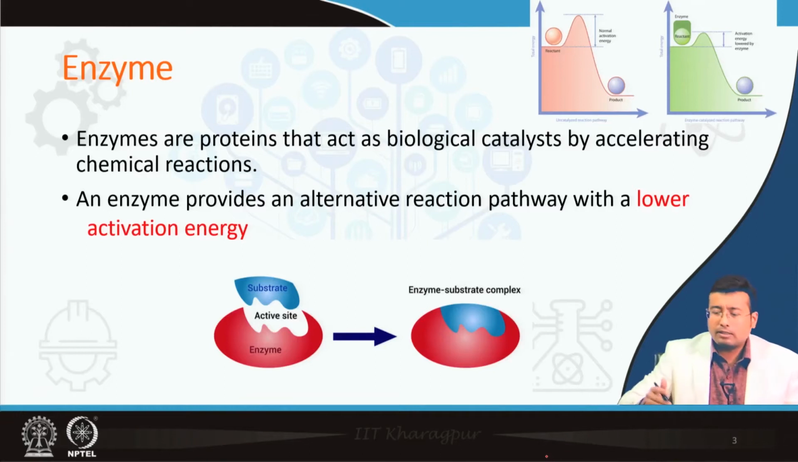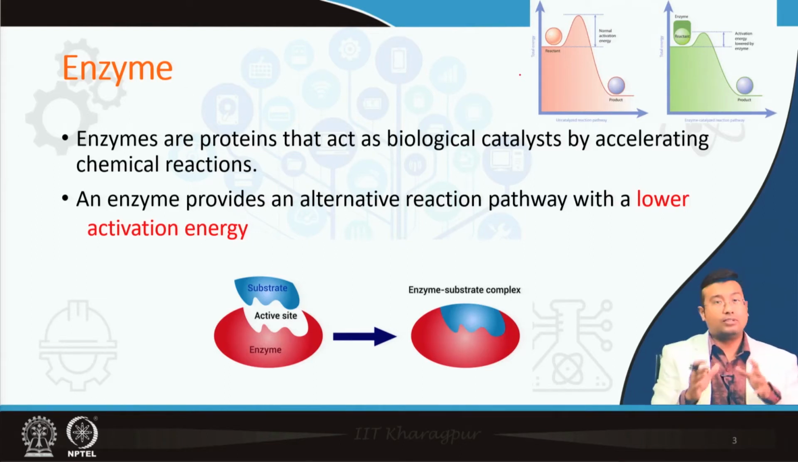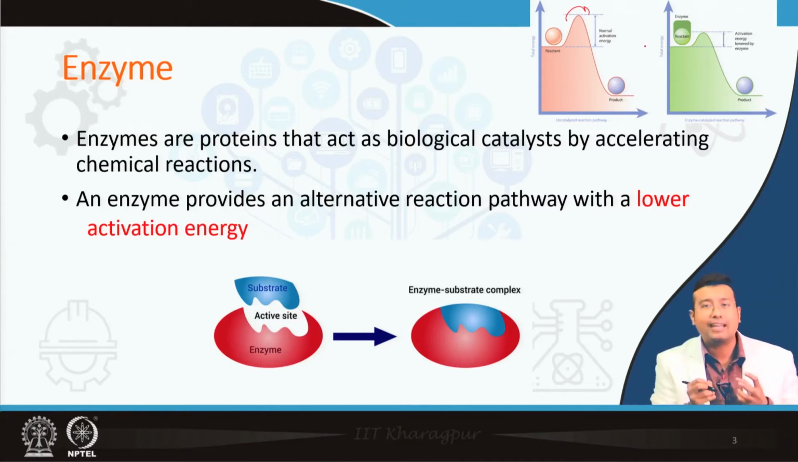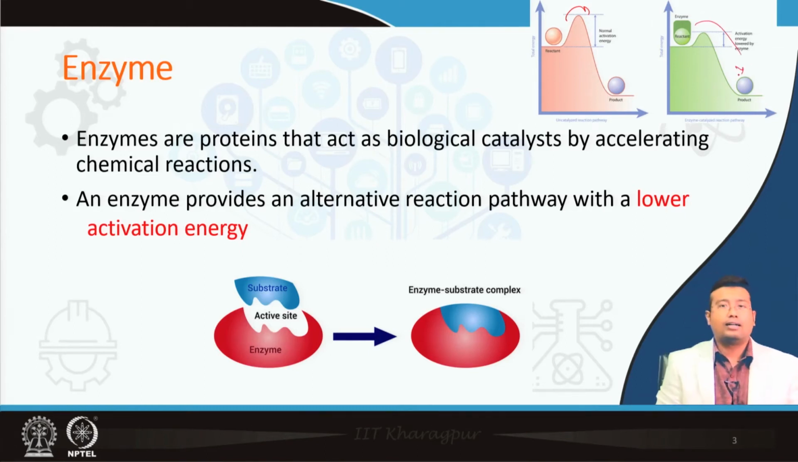Now, we all remember this figure from the last class. So, what is an enzyme? Enzymes are actually proteins that act as biological catalysts by accelerating chemical reactions. We should remember that enzymes provide an alternative reaction path with lower activation energy. I told you the ball was rolling from a higher point to a lower point, but it did not have the energy to go over the bump. The enzyme actually lowers the bump, and this bump is the activation energy. So, the enzyme has lowered the activation energy, and now the ball can roll down.